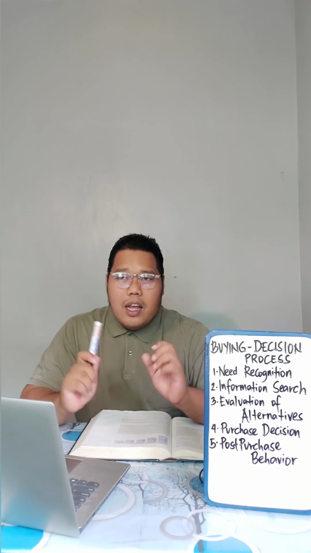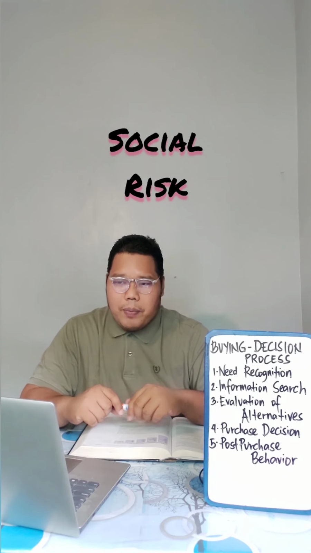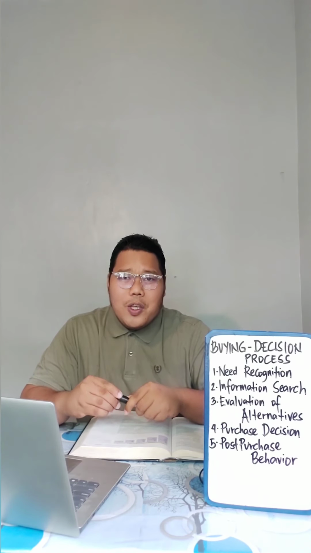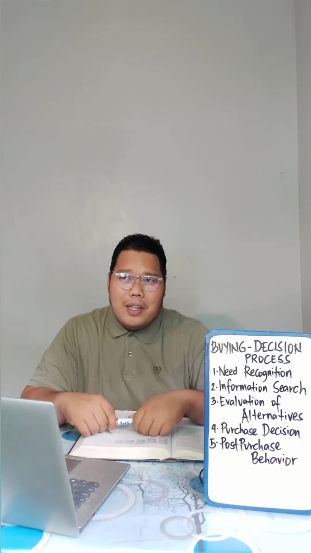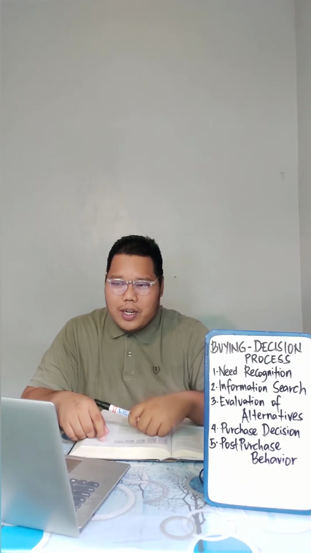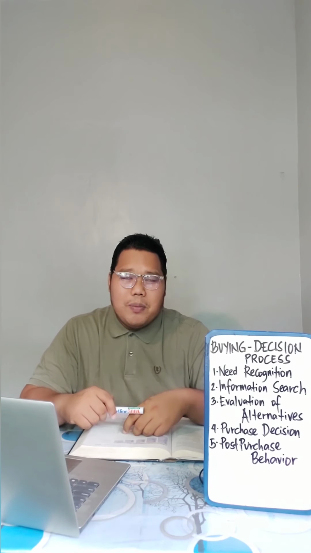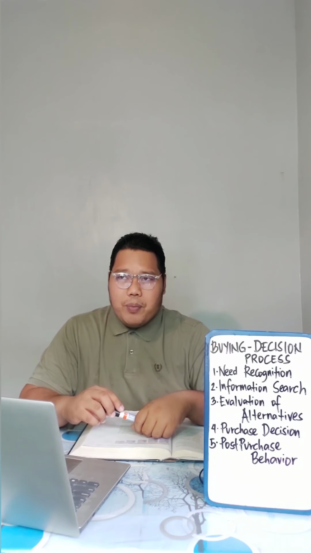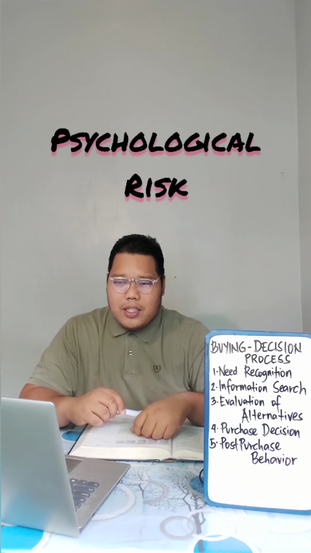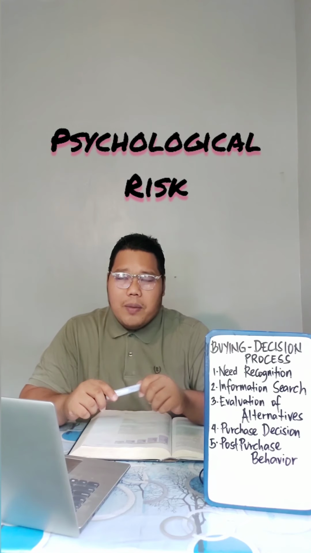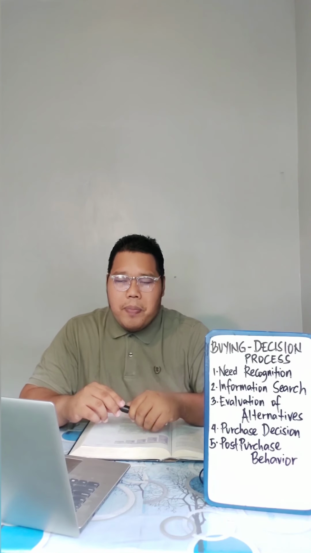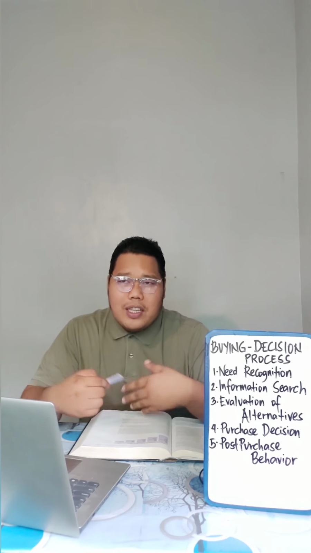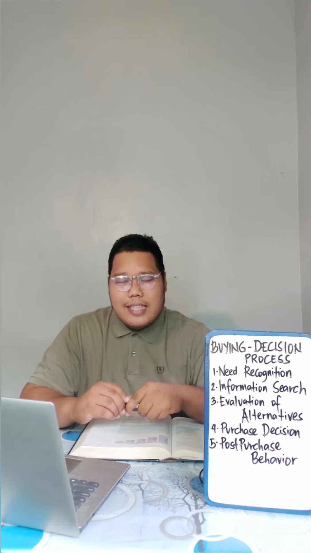The fourth one is social risk. The product results in embarrassment from others. For example, you want to buy from an online ukay-ukay store, but you are afraid of possible embarrassment from your friends or your families. The fifth one is psychological risk. The product affects the mental well-being of the user. For example, you want to buy a horror book, but you are afraid that it might trigger your anxiety.